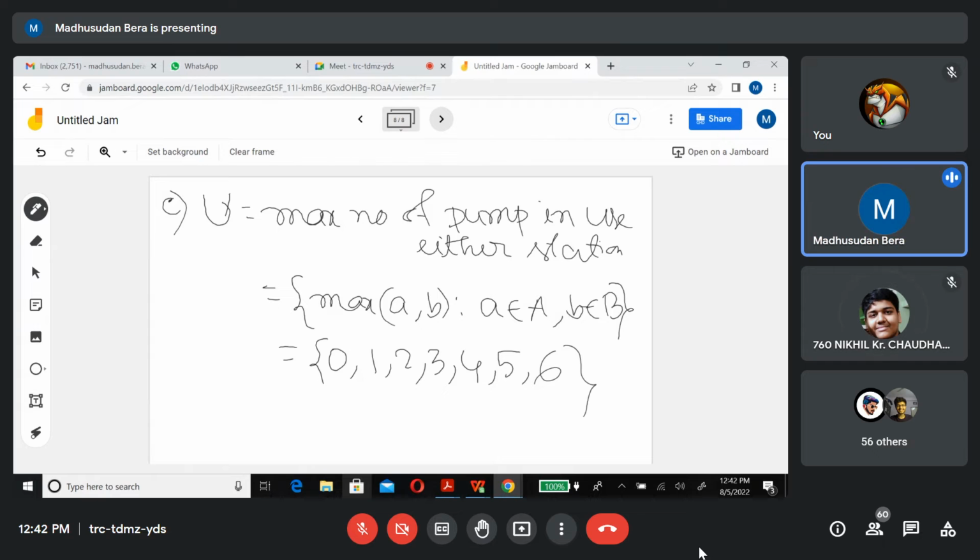Yes, sir. Either no pump working, or at most one pump working, or in both the stations at most two pumps working. That way you can think: 0, 1, 2, 3, 4, 5, 6. Both the stations no pump working, 0. At most one pump working, 1, 2. That way it is possible up to 6. So 0 to 6.